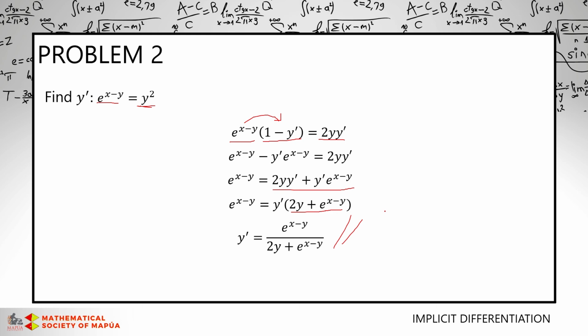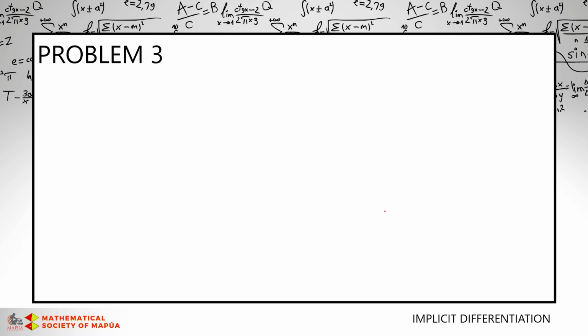Okay. And for the third problem, ayan, sinamahan ko na ng higher derivatives. So, in this case, second derivative yung hinahanap or y double prime. Same concept lang. Diba? Pag nag-differentiate tayo explicitly, pag pinapakuha yung y double prime, you just need to differentiate it twice. So, gamitin natin yung concept na ginamit natin kanina for implicit differentiation to get y prime. And once we get y prime, we just need to differentiate it again to get y double prime.